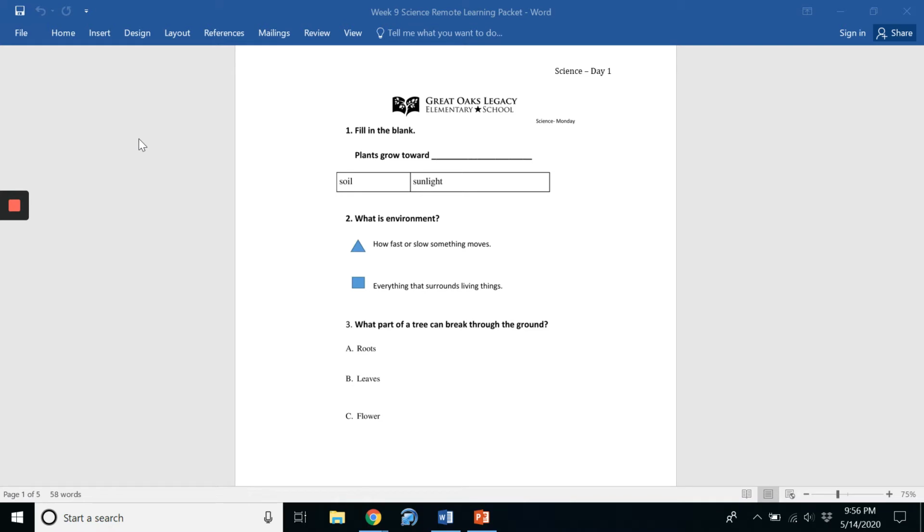And finally, put your finger on number 3. Number 3 says, what part of a tree can break through the ground? Put your finger on letter A. Is it the roots? Put your finger on letter B. Is it the leaves? Or put your finger on letter C. Is it the flower? So what part of a tree can break through the ground?